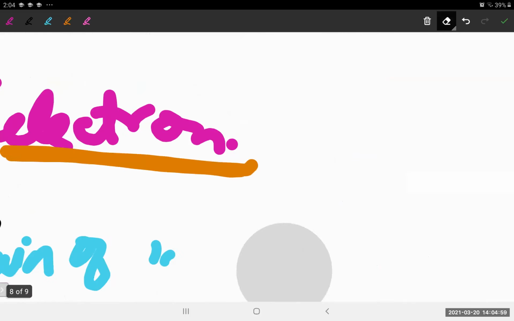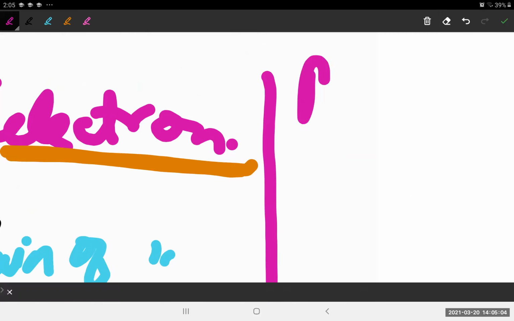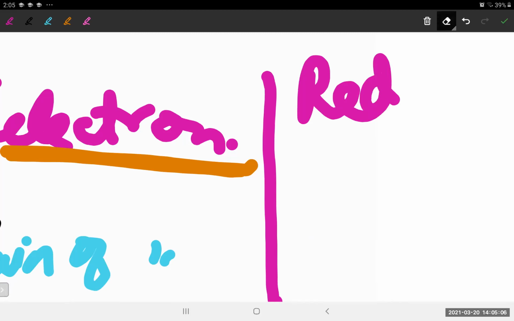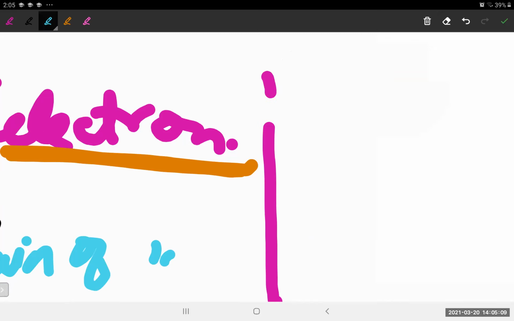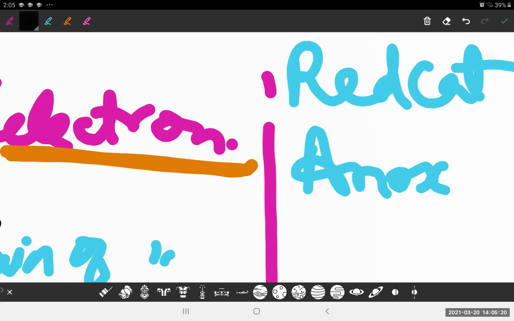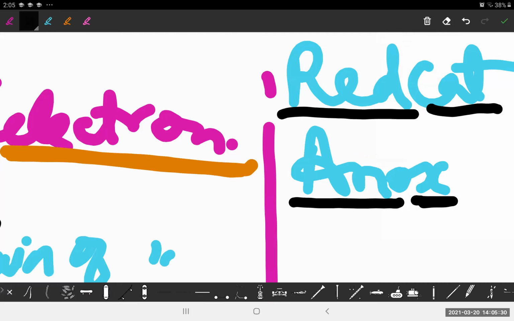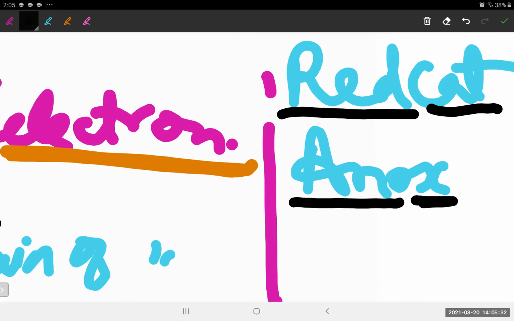I've already told my earlier students, the old ones, this short form: red cat and an ox. Everybody knows ox. So reduction at cathode, oxidation at anode. OX means oxidation, AN means anode. Is it helpful? Will you all remember it?